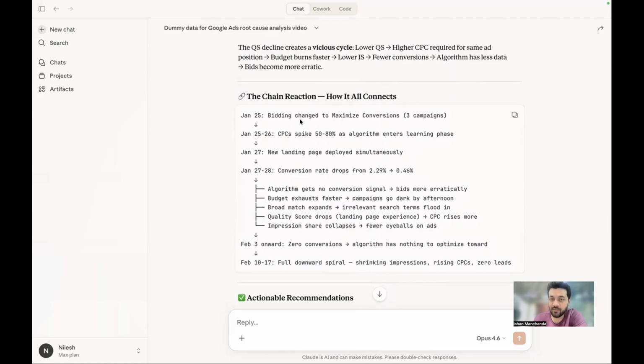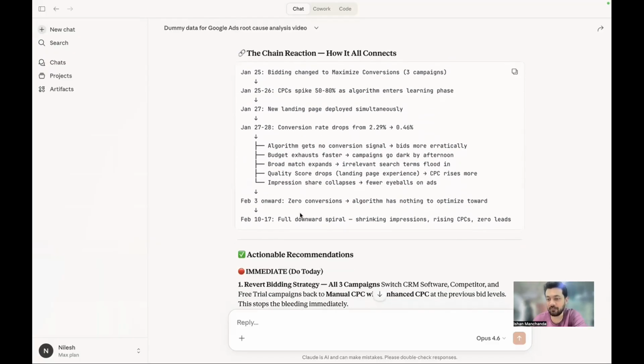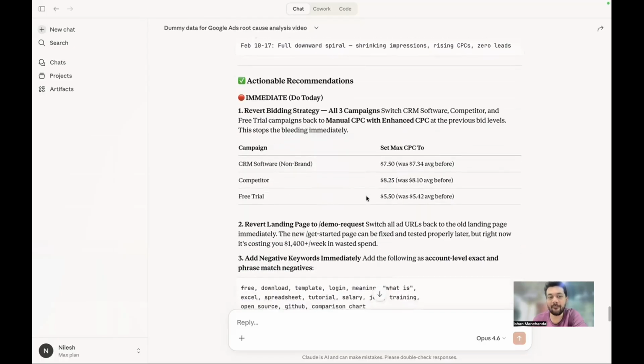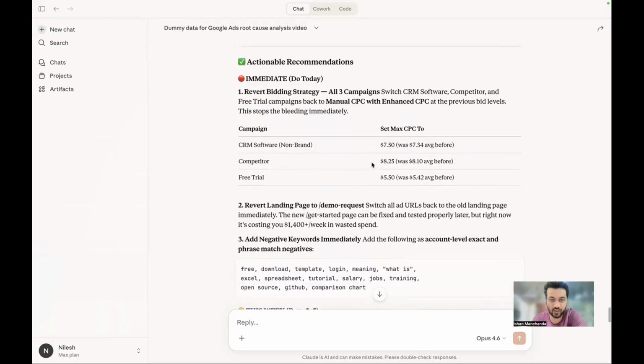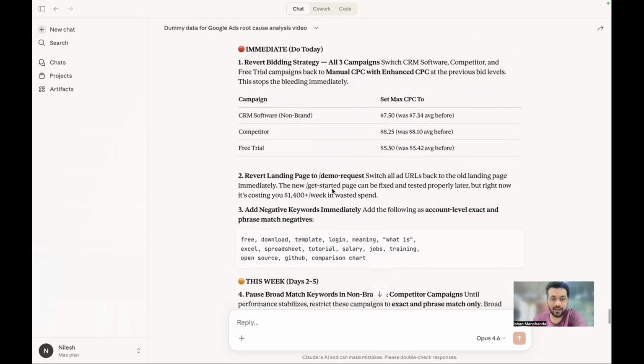So your day zero was when the bidding change happened, right, to maximize conversion. CPC started spiking. A new landing page was deployed simultaneously, which had changes done. Conversion rate started dropping, and then eventually this is where we are, at zero conversions. We're figuring out what went wrong, and this is the entire chain, right? And then you have the actionable recommendations, which you can validate and pass on to your team and ensure that they make those changes. It will tell you exactly how to prioritize those changes, what kind of impact to expect from it, right?